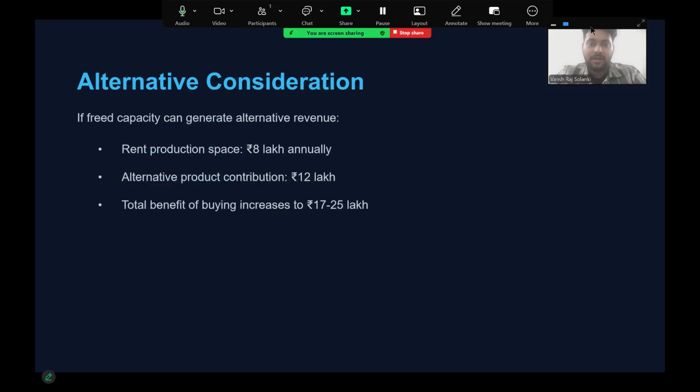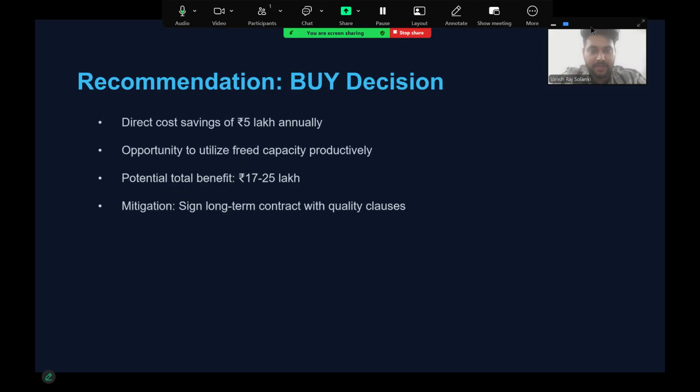Alternative consideration. If freed capacity can generate alternative revenue, then rent from production space is rupees 8 lakh annually. Alternative product contribution is rupees 20 lakh, 12 lakh. So total benefit of buying increases to 17 to 25 lakh. Recommendation: buy decision. Direct benefit of rupees 5 lakh annually, opportunity to utilize free capacity productively, potential total benefit of 17 to 25 lakh. Mitigation strategy: sign a long-term contract with a quality clause. We'll have to definitely mention in the contract that you will have to maintain a standard of quality.